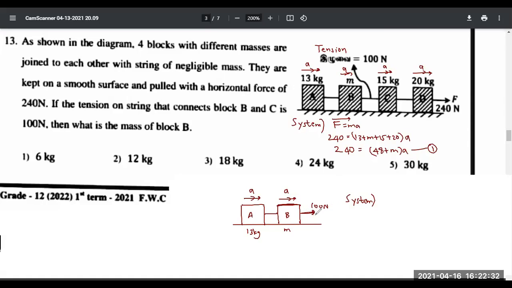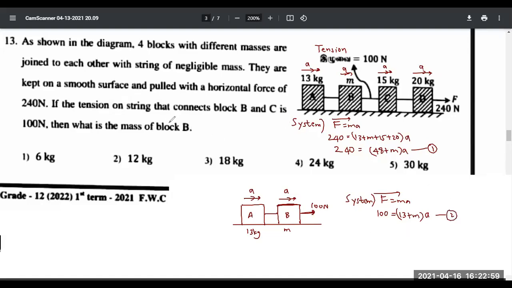experiencing 100 Newton tension, apply F equals ma once again. Earlier I applied it for all four masses together. Now I'm applying it for A and B separately. So for this system now, again, the resultant force is going to be 100, because there will be tension T1, T1 here. It will get cancelled off when you take the resultant. And mass is now 13 plus m into acceleration, which is still a. The whole system will be moving at the same acceleration. You have equation number 2.